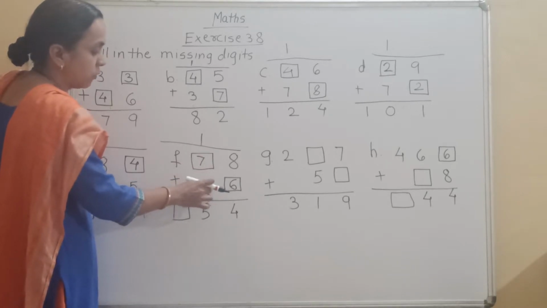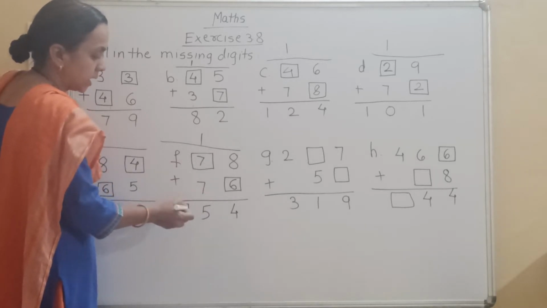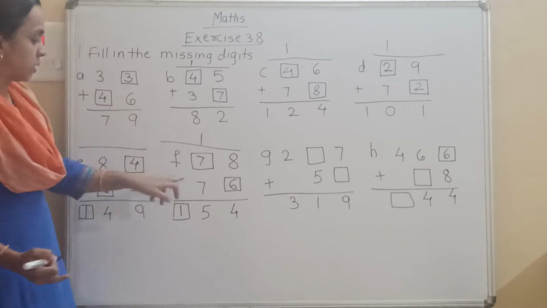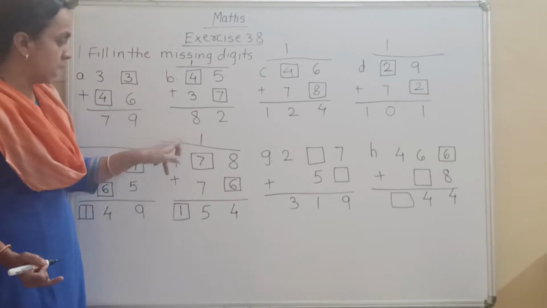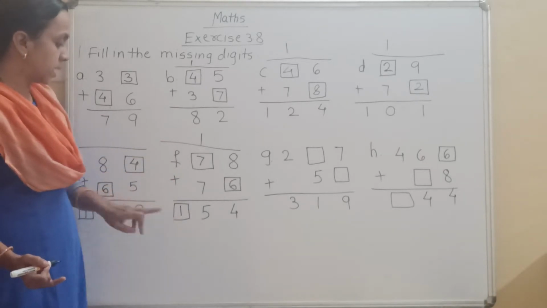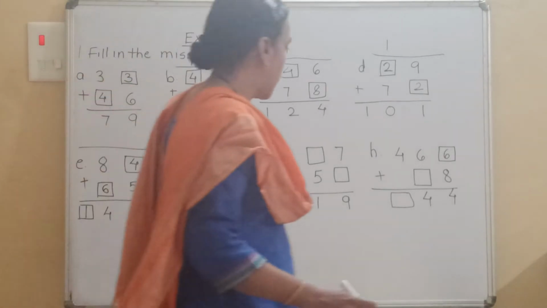7 plus 7, 14, 14 plus 1, 15. So 5 we have to write here, already written there, and 1 carry we will write here, because there is no number here, so carry plus 0 equal to that number only. So in this way you have to write down the answer.